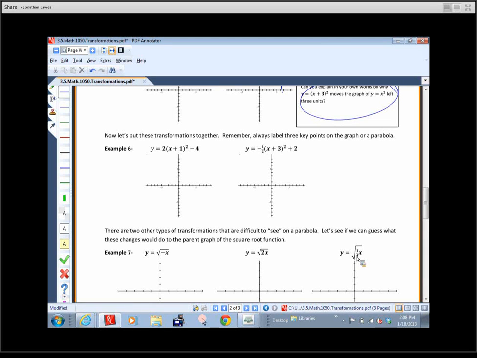So on this problem right here, what does the 2 do? Okay, so that is, I'm going to write, vertical stretch. What does the 1 do? Left 1. And what does the 4 do? Down 4, right? So we're going to go ahead and we're going to graph that.